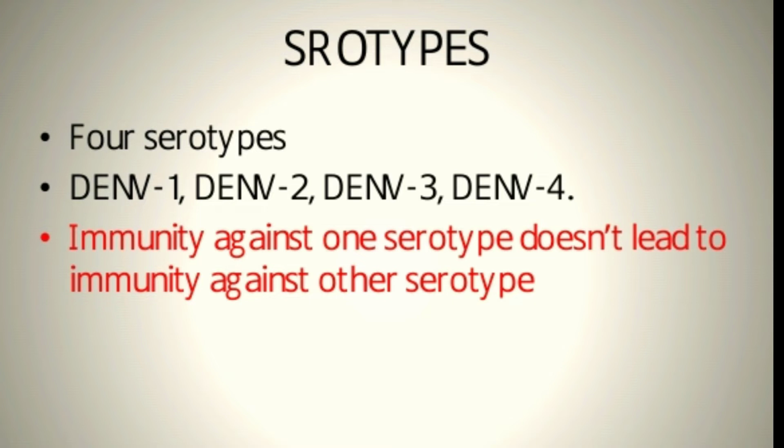Dengue virus has 4 serotypes: DENV1, 2, 3 and 4. On infection, immunity can be developed against one serotype. It doesn't lead to immunity against another serotype. If a person has got infection with DENV1 serotype, another time he can't get infected with DENV1, but he can get infection from the other three serotypes: DENV2, 3 and 4.